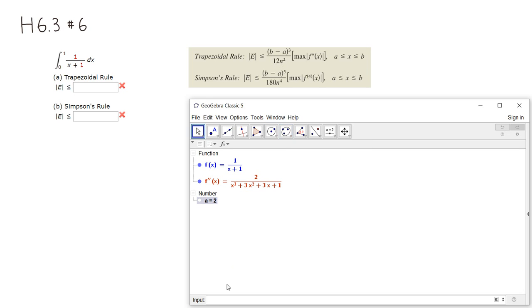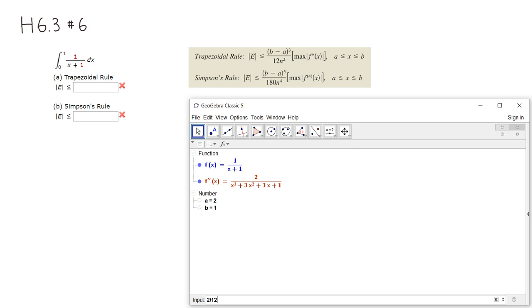So let's compute the error bound for the trapezoidal rule. b is 1, minus a is 0, where a is the lower bound, and raise it to the third power. This part is just 1. And divided by 12, with the maximum of the second derivative we just found to be 2.